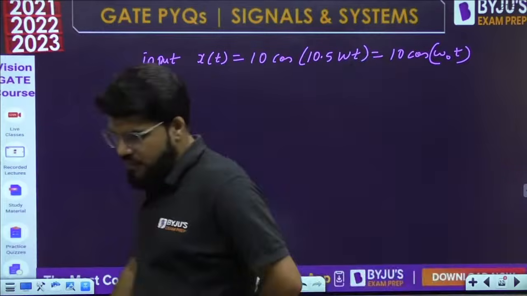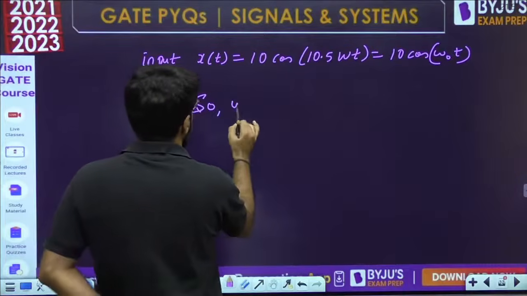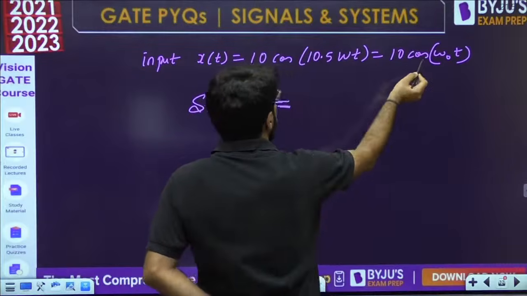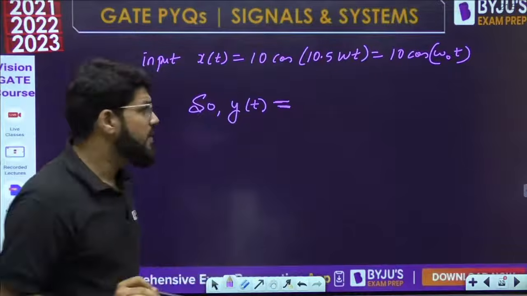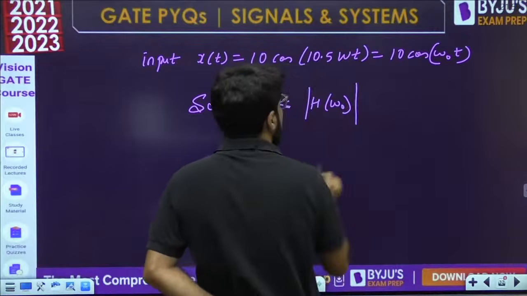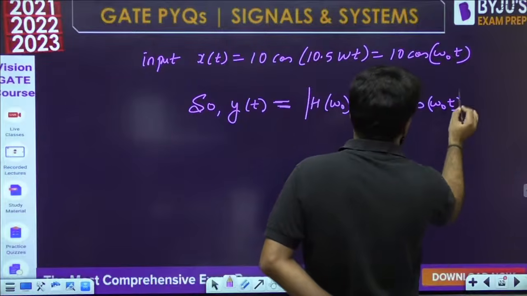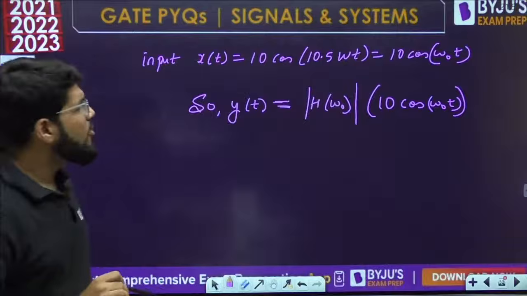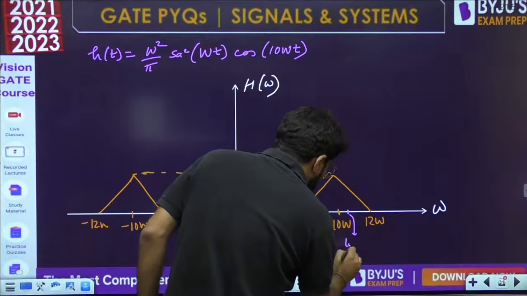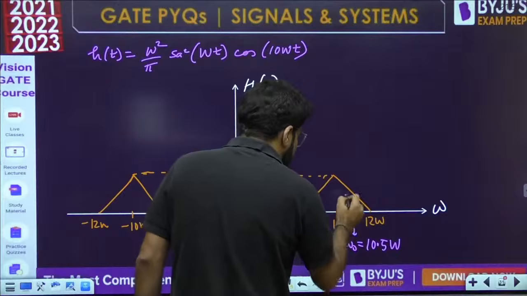For a sinusoidal input applied, if you know the frequency response, what should be the output? It should be given by 10, the gain of the input, multiplied by the gain of the frequency response, the modulus of h omega naught, whatever omega naught is, into the input 10 cos omega naught t. What is the value of omega naught? 10.5 w. This is what omega naught is. What is the gain of the system at this frequency?